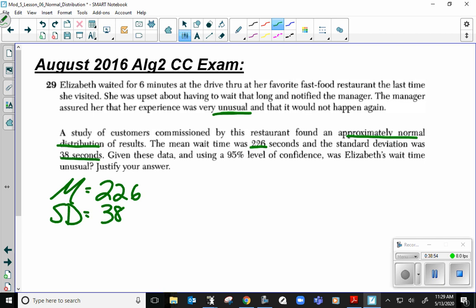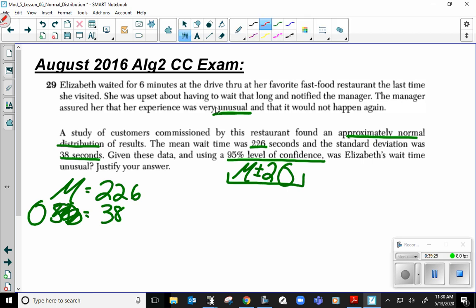Given this data, using a 95% confidence level, I know that is the mean plus or minus 2 standard deviations, and I should do that here for standard deviation as well, a little circle with the tail. Was Elizabeth's wait time unusual? Anything in here is common, anything in here is usual. So we've got to see if her wait time falls in that interval. Ready?